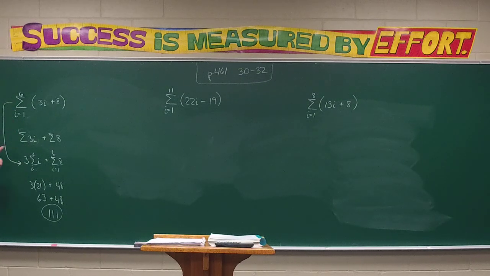All right, and then from there, we evaluate this consecutive integer series to get 21, evaluate the constant series to get 48, multiply, add 111. How many got 111 as your answer?